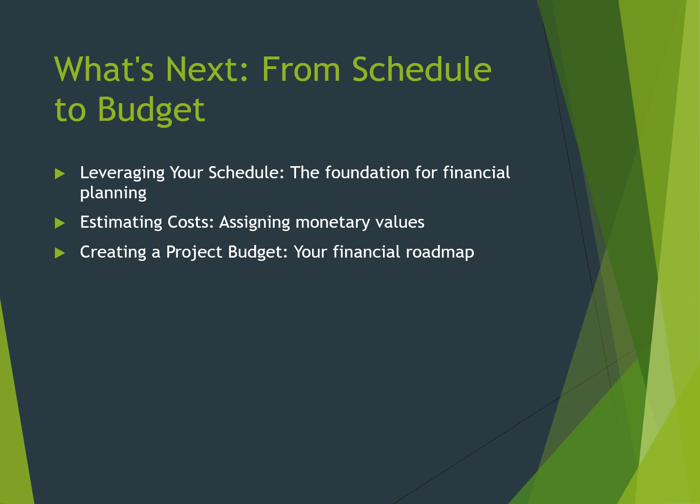This next phase involves two key areas. First, estimating costs, where we'll assign monetary values to every resource and activity in your project. And second, creating a project budget, which is essentially your financial roadmap for the entire project. This budget will guide your spending and help you keep your project financially healthy.